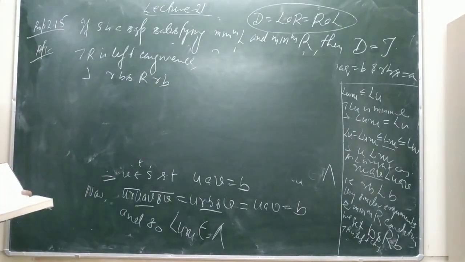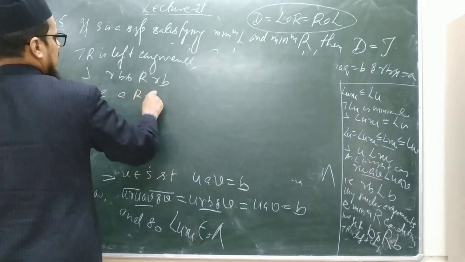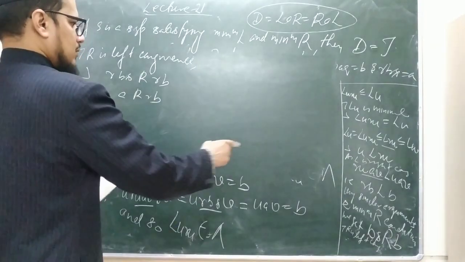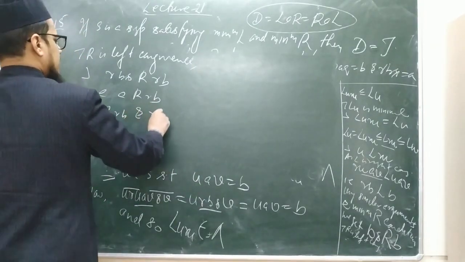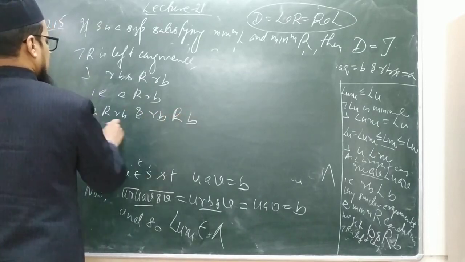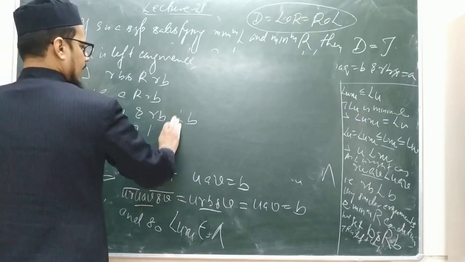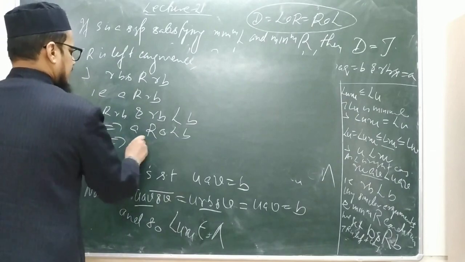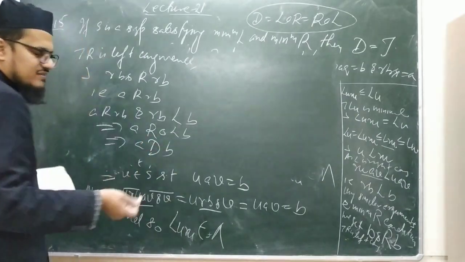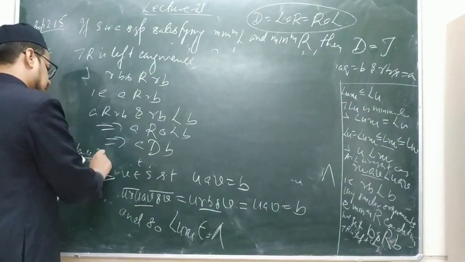And what is RBS? And that is ARRB. So ARRB and RBLB implies what? A R composition L B, it implies that A D B, and that is required. So hence D is equal to J.